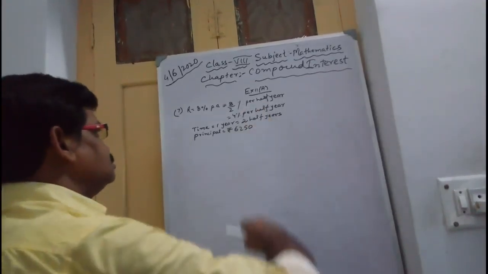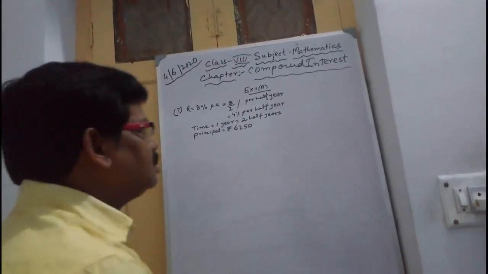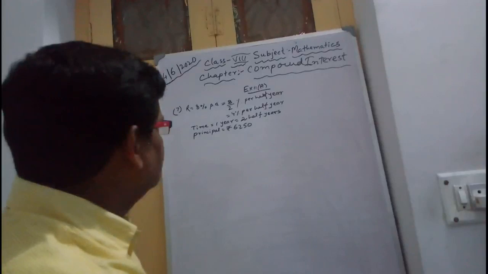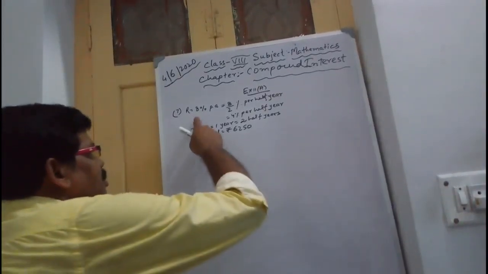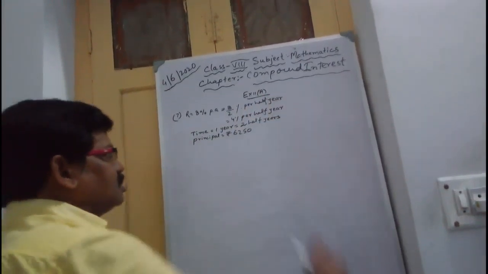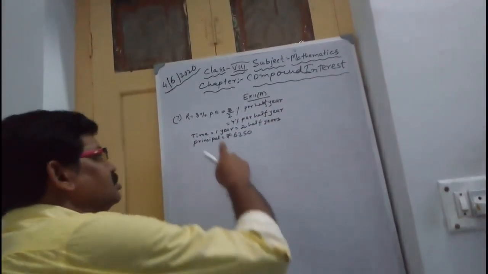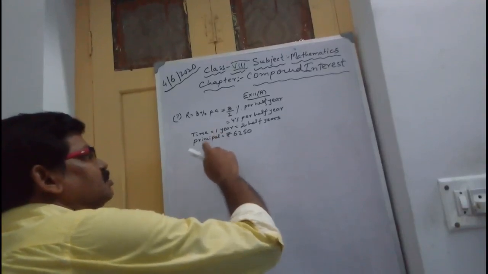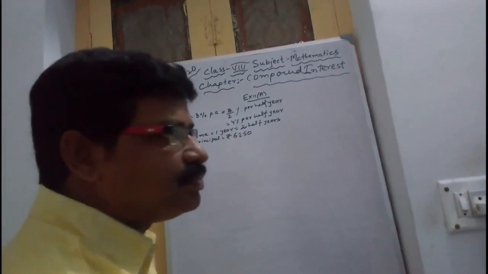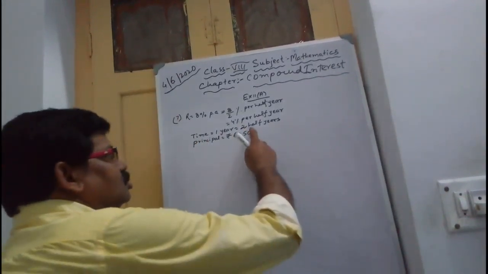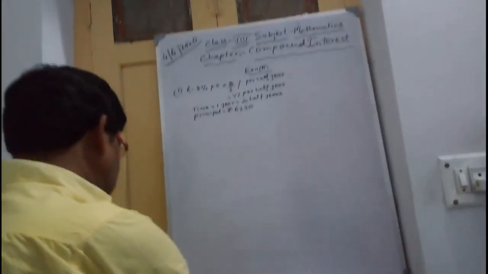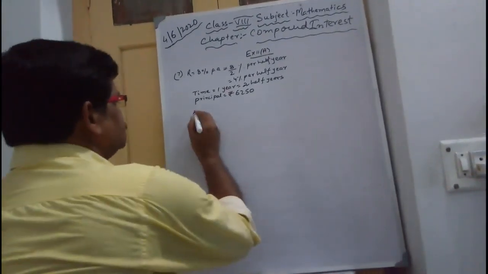In this question, the interest is compounded half-yearly. That's why the rate of interest is divided by 2, and we also write per half year. And the time, as in the case of annually it is 1 year, so as the interest is compounded half-yearly, therefore it is 2 half years. Principal 6250. Now first to find interest.